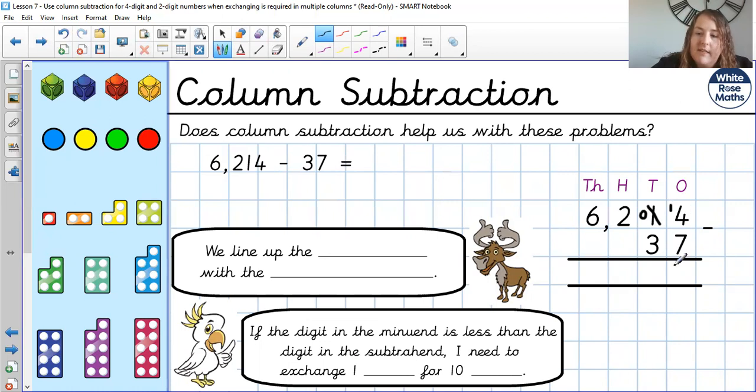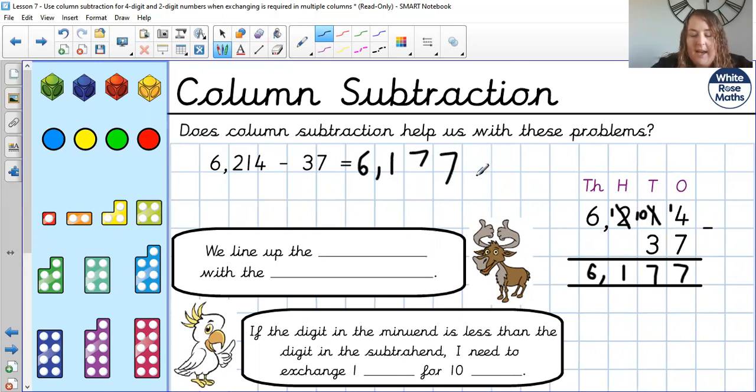So I now have 14 ones. 14 take away 7 is 7. Now 0 take away 3, I can't do that either. So I cross out my 2 and leave a 1 and pop the 1 next to the 0. So now I have 10 tens. And 10 take away 3 is 7. 1 take away nothing is 1, and 6 take away nothing is 6. So our answer is 6,177.